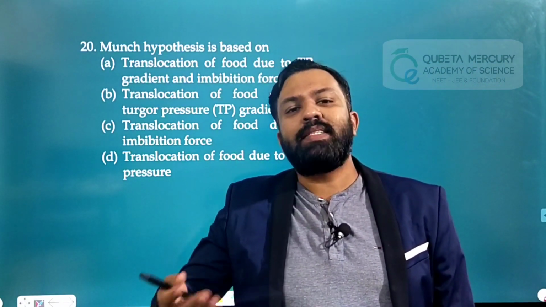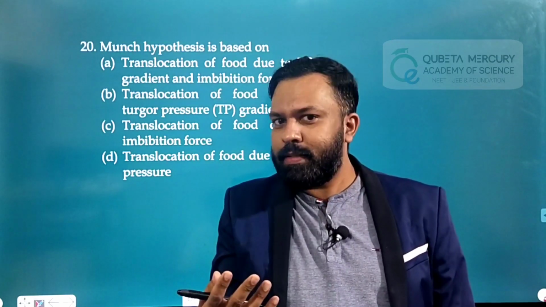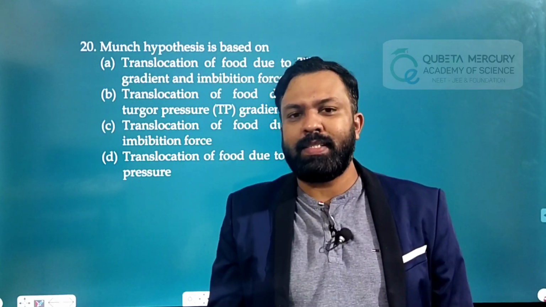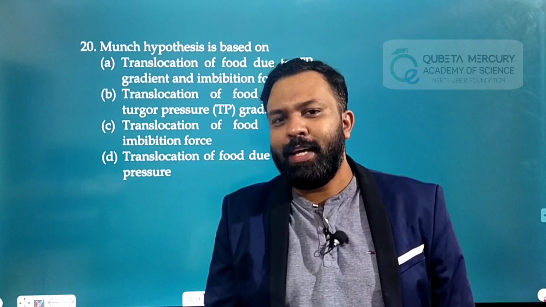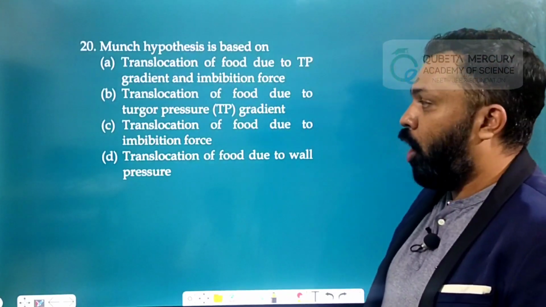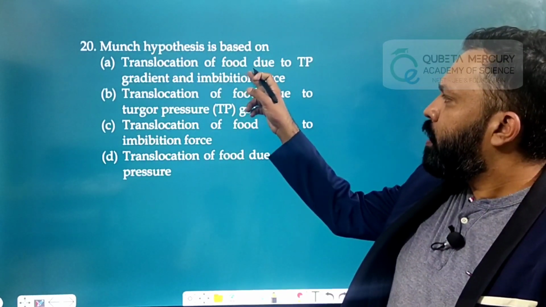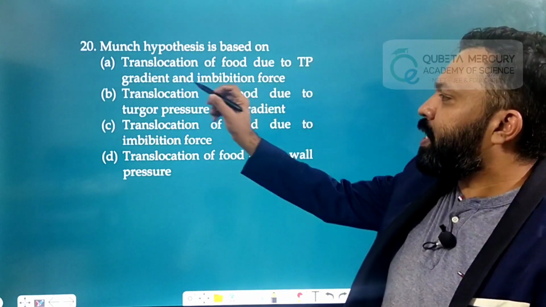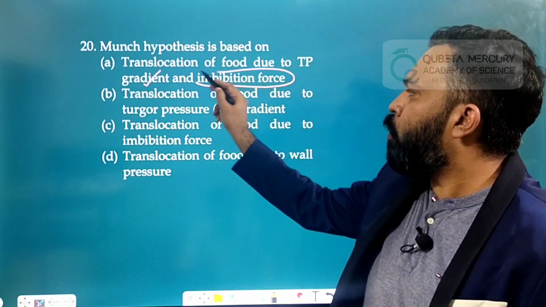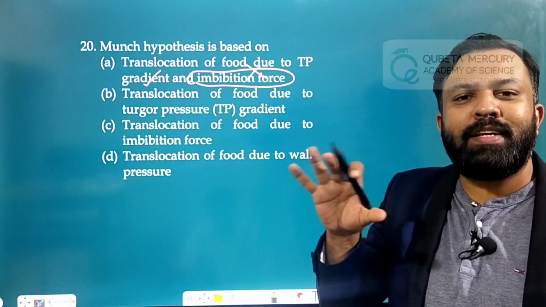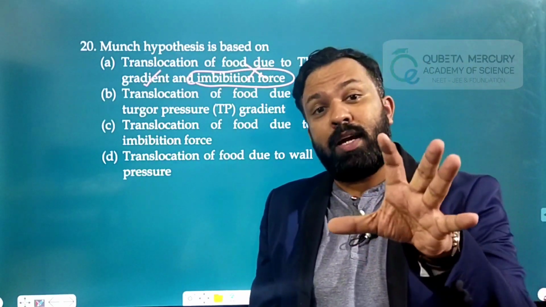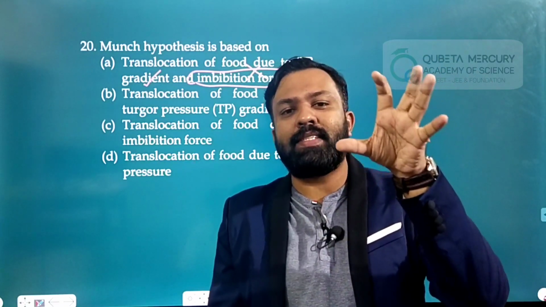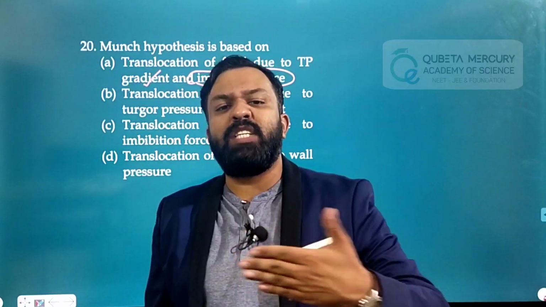What is imbibition? A special type of diffusion, where water is taken up by dead solid colloids, which leads to an increase in their volume. The process is said to be imbibition. That is not at all a living process. That is a property shown by non-living matter. So, translocation of food in the form of sucrose due to turgor pressure gradient, that much of the statement is okay. And imbibition force, no. Imbibition force does not operate in the phloem. The Munch hypothesis is meant for phloem translocation. Phloem mainly translocates organic food in the form of the disaccharide sucrose from a source towards the sink cell based on a turgor pressure gradient.